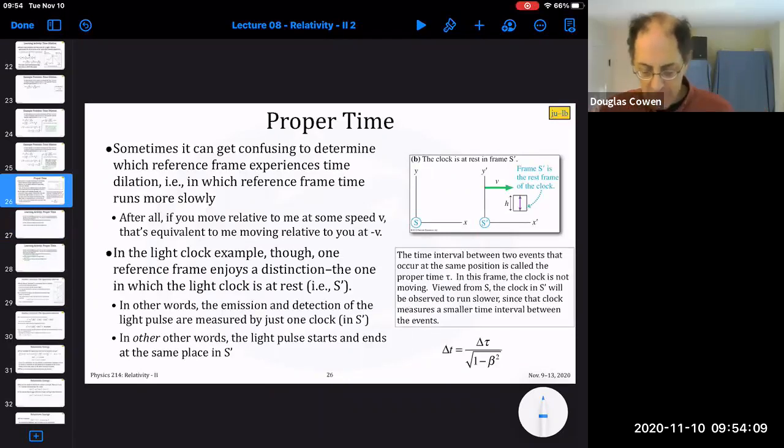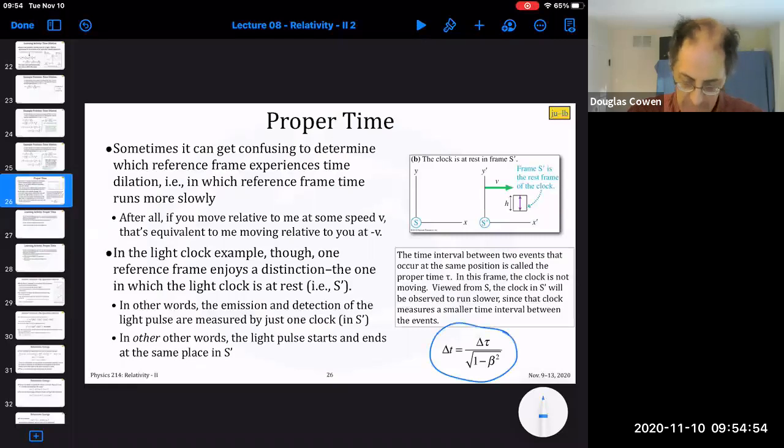So the time interval between two events that occur at the same position is called the proper time, and it's labeled with the Greek letter tau. Again, in that frame, the clock is not actually moving. It's ticking, but it's not changing its position, X prime. So in the S prime frame, the clock is stationary. It's ticking, but it stays at the same value of X prime between ticks. And so viewed from the S reference frame as the S prime reference frame goes by, it will be observed to run more slowly. And that's given by this expression here.